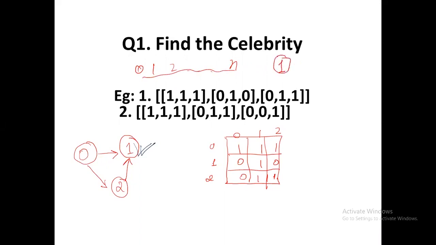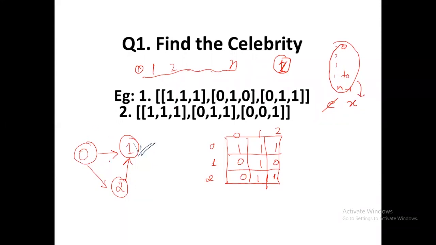And what is the definition of that celebrity? Let's consider this as X. That celebrity must not know anyone, but all the other people from 0 to n minus 1, excluding X, should know this celebrity. For example, I will go through the descriptive problem. I will show you the descriptive problem too.